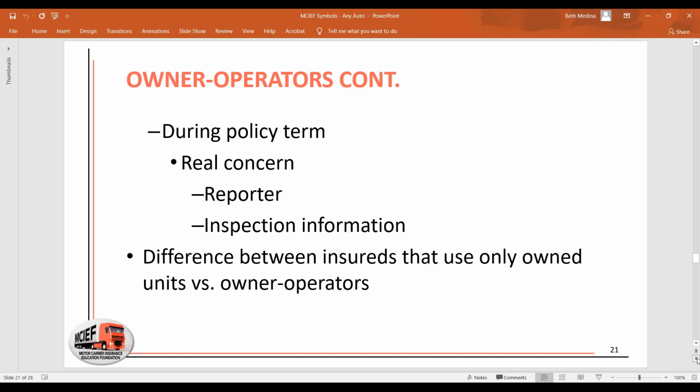So the difference between insureds, as we consider use of any auto, would be, are they using only owned autos, or are they using owner-operators? If they're using owner-operators, that creates some additional concerns. We have to make sure we're getting the premium for the exposure of those vehicles that are used, because of how we monitor those owner-operators' activities.